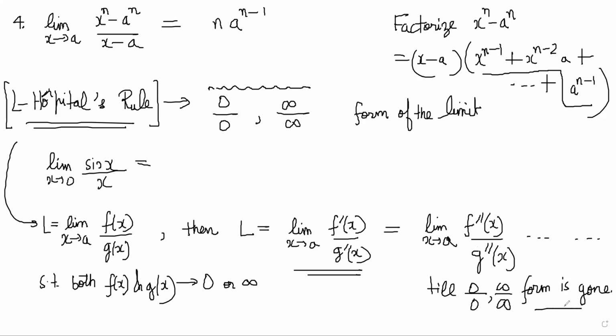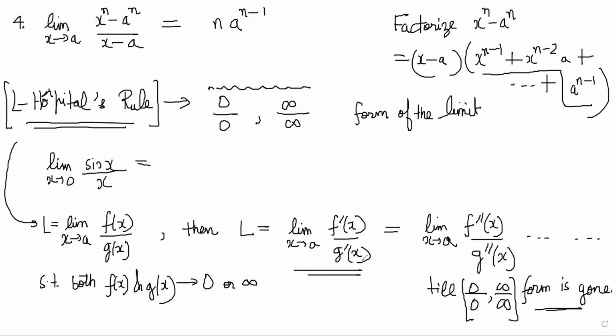So basically, what is it saying? It's saying if you have this form, keep differentiating numerator and denominator and checking whether the form is disappearing or not. And you have to stop at the stage where it disappears. So we keep differentiating until it becomes not 0 by 0. It should not be 0 by 0 or infinity by infinity. At that point, whatever the value comes, that is the answer.